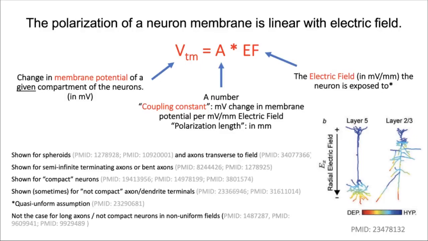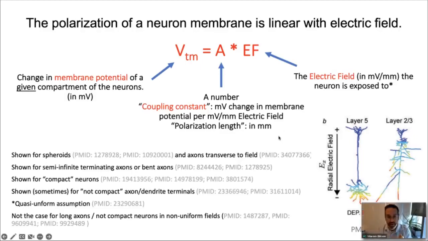There are certain situations where the theory does not hold, and in those cases it is the change in electric field rather than the electric field per se that would be important. Therefore I would qualify that this theory is really under something I call the quasi-uniform assumption, which means that we can consider a neuron or a compartment exposed to one electric field. Okay, next slide.